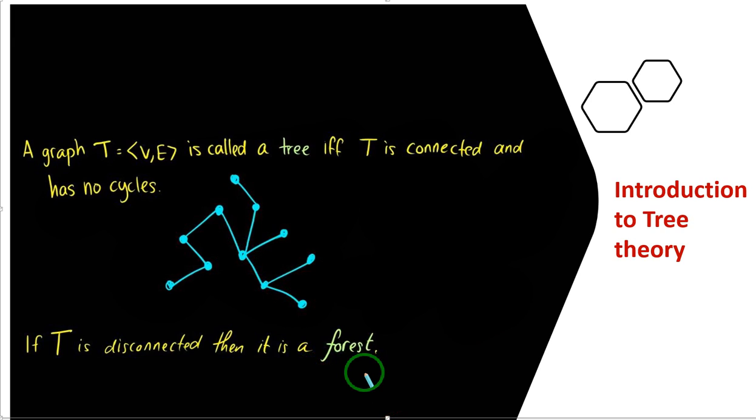But now there is one thing more. If T is disconnected, then it is a forest. Disconnected means, let's say you have vertices and some of these vertices are connected and this is not connected now, and these two are not connected, so this is called a forest. So you have a lot of vertices and some of them are connected, some are not connected, so we can say this is called a forest.